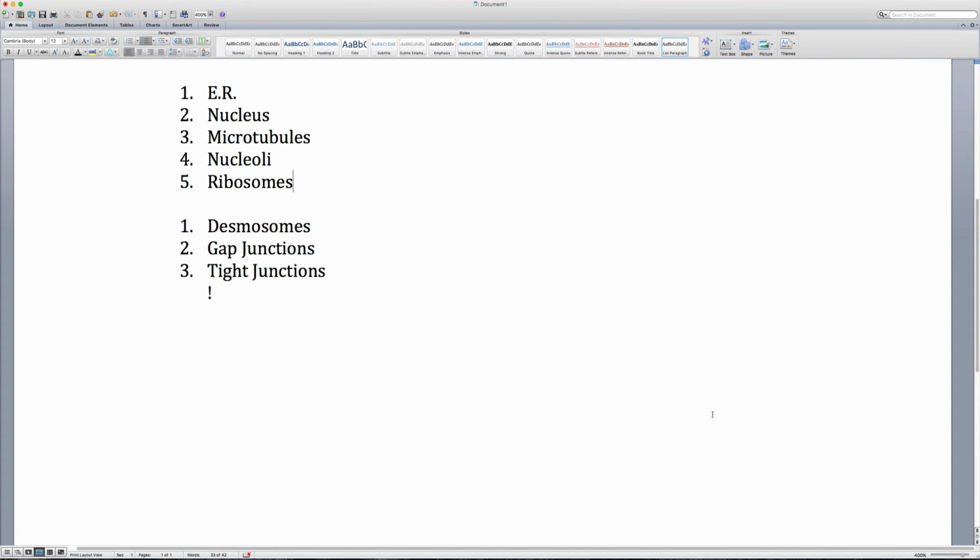Next question. In what type of solution would a red blood cell start to swell? Would it be a hypertonic solution, an isotonic solution, or a hypotonic solution?